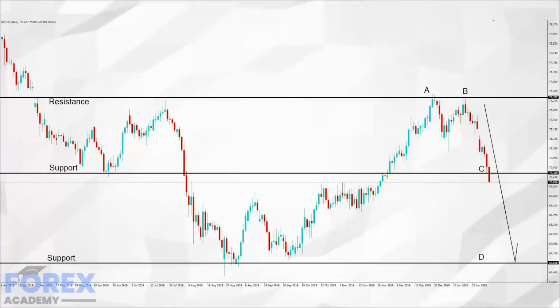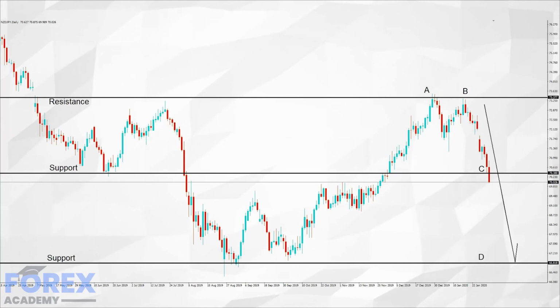Traders should be looking for opportunities to short this pair on a preferred time frame, and a target should be sought around the 66.81 support line which held previously.